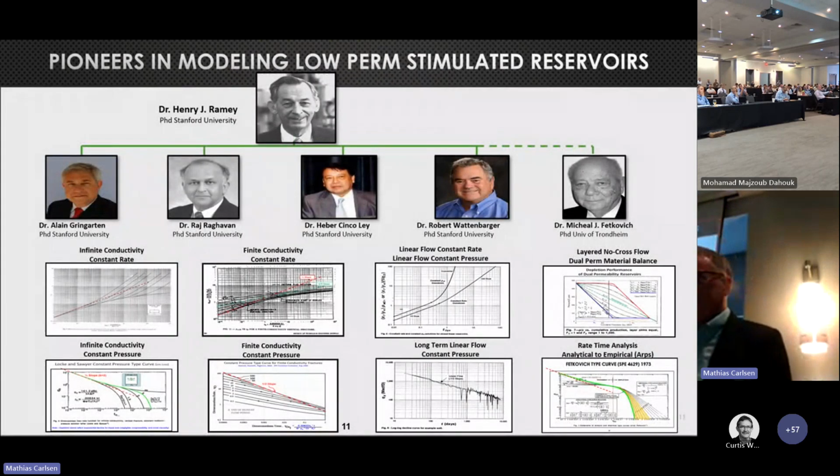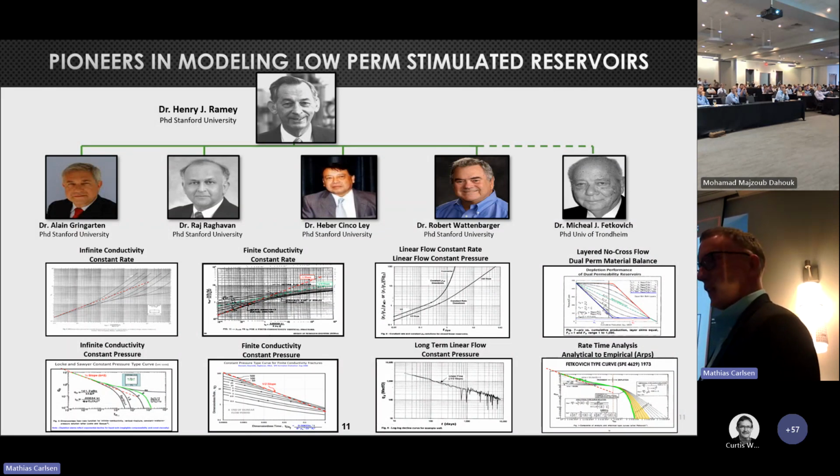Now, I mentioned that Mike was inspired by Henry Ramey, who was the head of the Reservoir Engineering Department at Stanford. And this slide represents basically what I call the Stanford Mafia. These were all grad students that were being advised by Ramey: Greengarten, Raghavan, Sinclair, and Wattenbarger. They all had unique contributions to a lot of the work that we still use today. And this was all applied to conventional reservoirs, but it's just as applicable to unconventional.